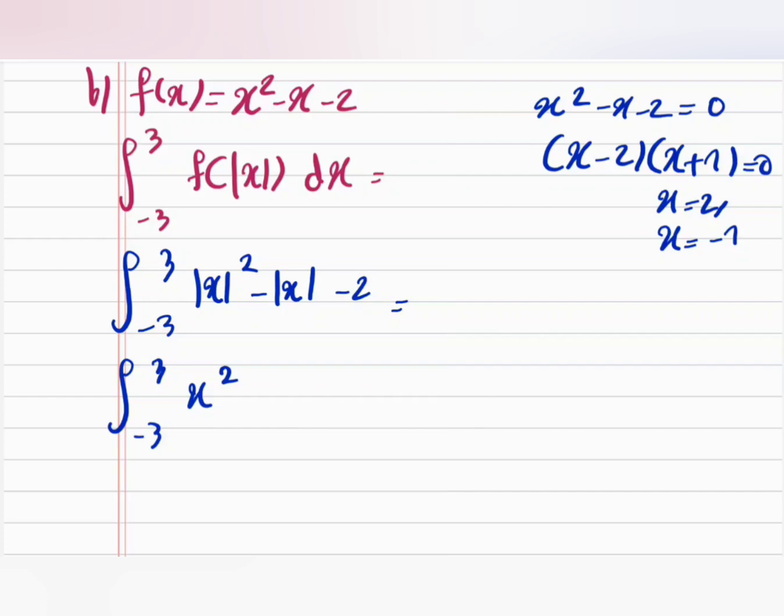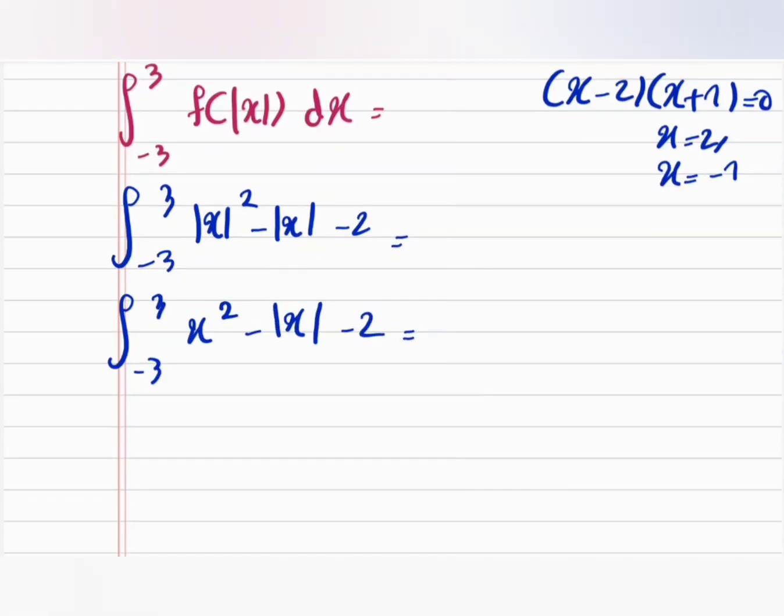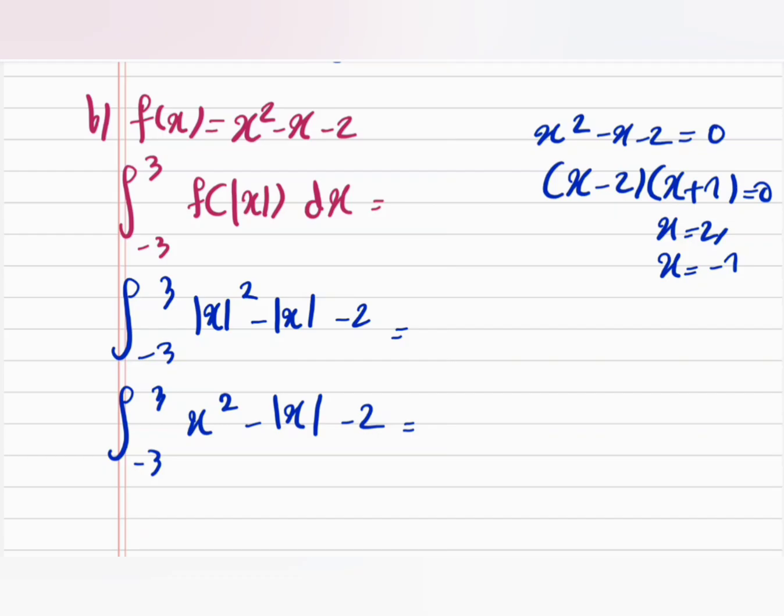So we can just write this as x squared. So these two are equal. However, the second term has to be minus mod x minus 2. So the powerful thing to remember is about even functions, because that's the key to solving this question. A function is called even if g of x is equal to g of minus x.